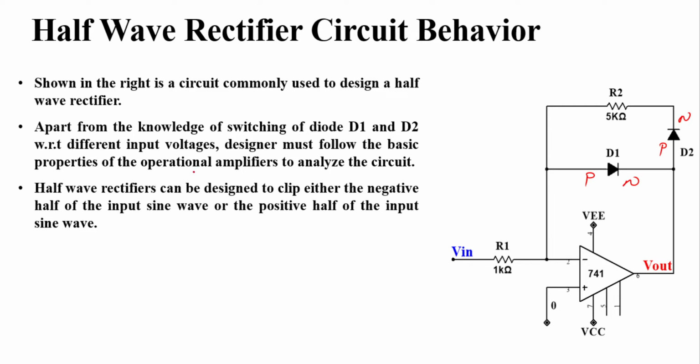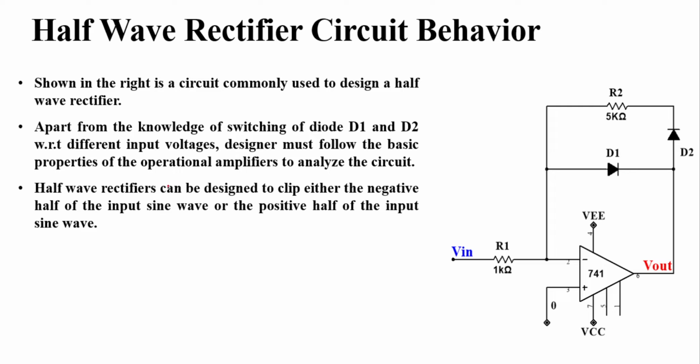Along with that, we must also know the basic behavior of operational amplifiers. Like I discussed in the previous video, you have to have the knowledge of the virtual ground property and the property that the amplifier can generate an output which can maximum arrive up to plus VCC and minus VEE. We cannot go beyond that.